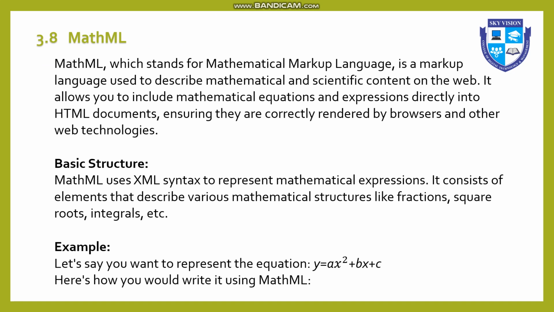Simply, what happens, guys, if you want to write mathematical equations, like x squared, or 1 upon 2, this kind of stuff, we use MathML. Okay, we use MathML functionality. So what are the basic structures?